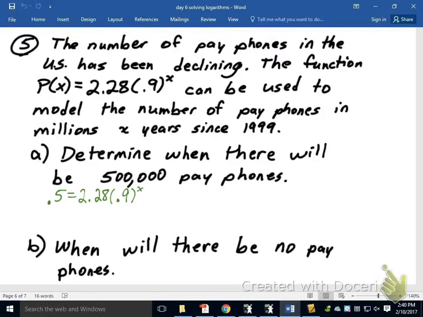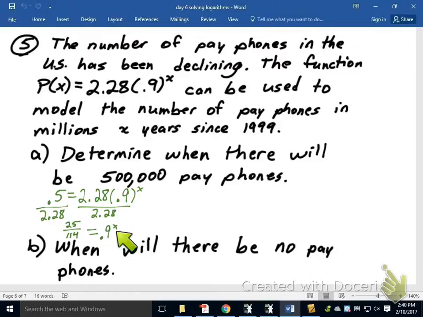Now what I'm going to do is first divide by 2.28 before I try to change my form into logarithmic form to solve for x. So let's divide both sides by 2.28. So what I'm going to have is that 0.9 to the x power equals 25 over 114. I know the calculator gives you a crazy decimal answer there. It's actually just easier if you use the fraction.